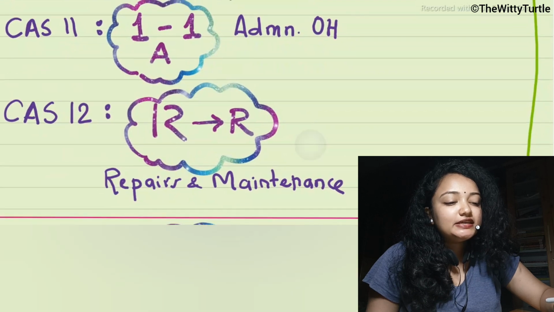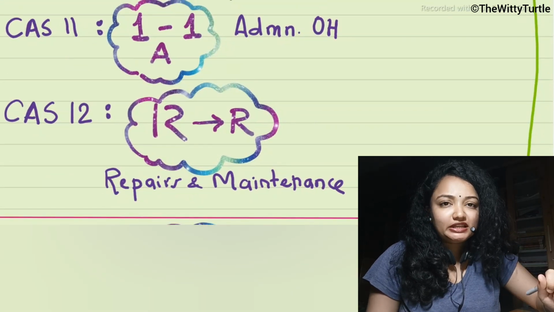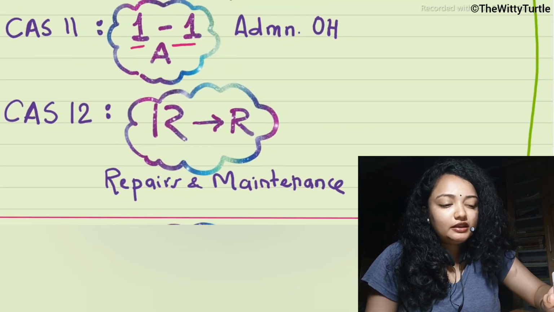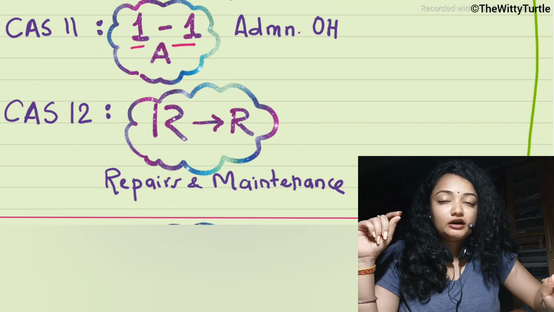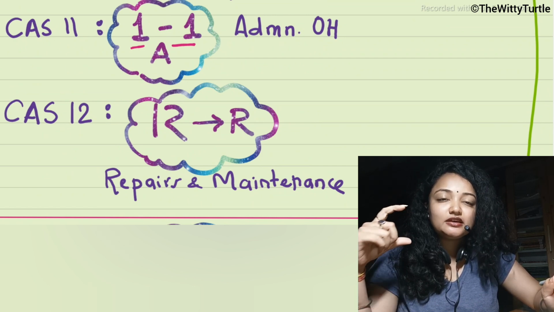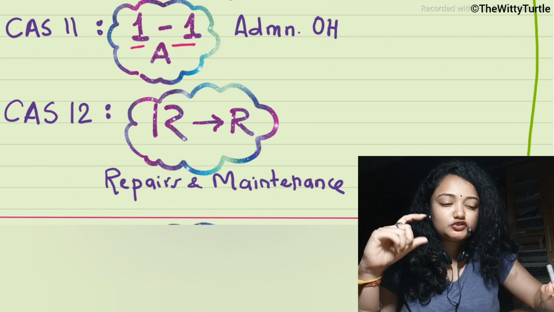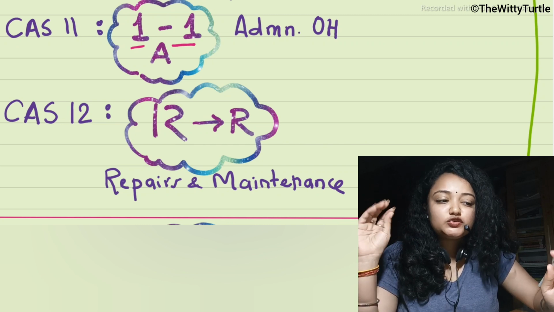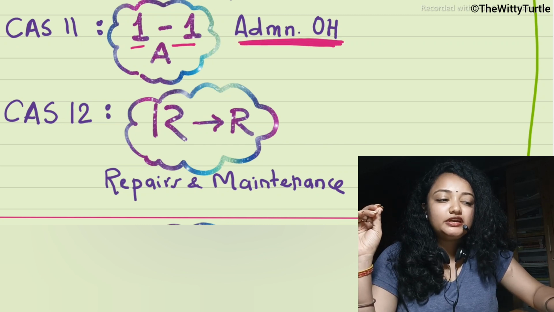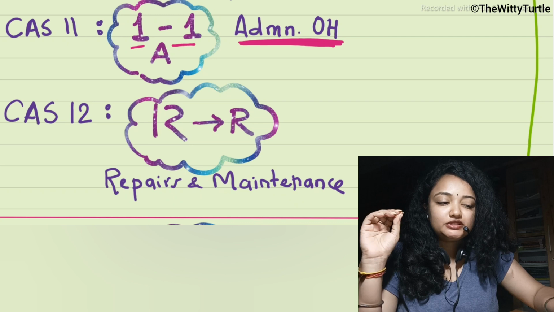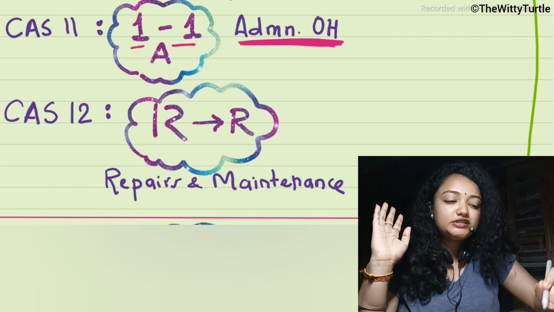Then we have CAS 11. Now how to remember 11? 11 is what? 1 and 1. In the English alphabet, A is the first alphabet. So 1 means A. So A for administrative overhead, right? Administrative overhead. Now coming to CAS 12.